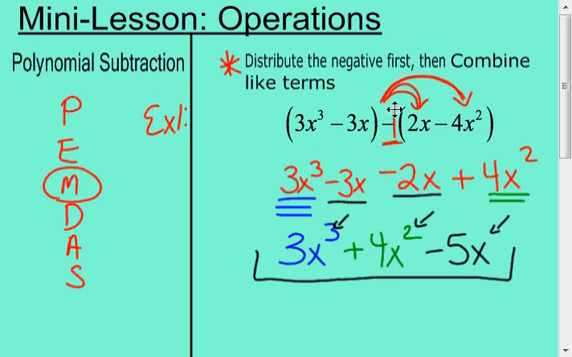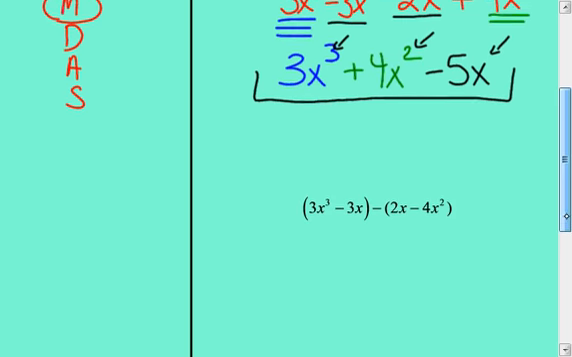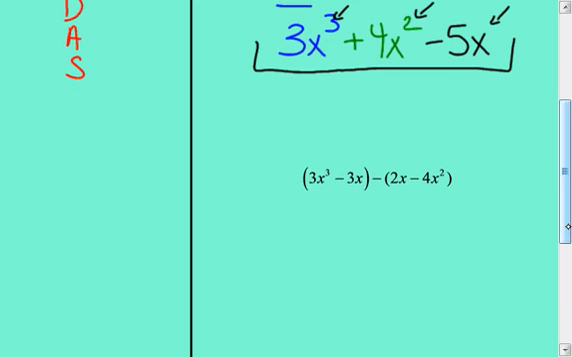So let's look at another example. We'll call this example 2. So remember, the first thing that we have to do is multiply by that -1 out front. So the -1 is always after the subtraction sign, squeezed in front of that parenthesis. So we're going to distribute -1, and then we're going to combine like terms.